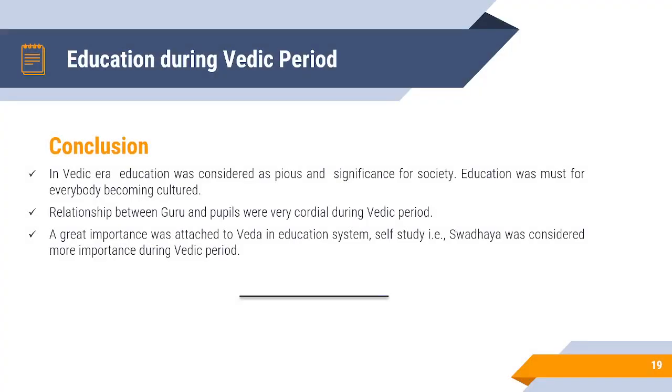So lastly, the conclusion. In the Vedic era, education was considered pure and significant for society. Education was a must for everybody to become cultured. The relationship between gurus and people was very cordial during the Vedic period. A great importance was attached to the Vedas in the education system, as we discussed. Self-study, Swadhyaya, was considered more important during the Vedic period. So that's all about the Vedic period.